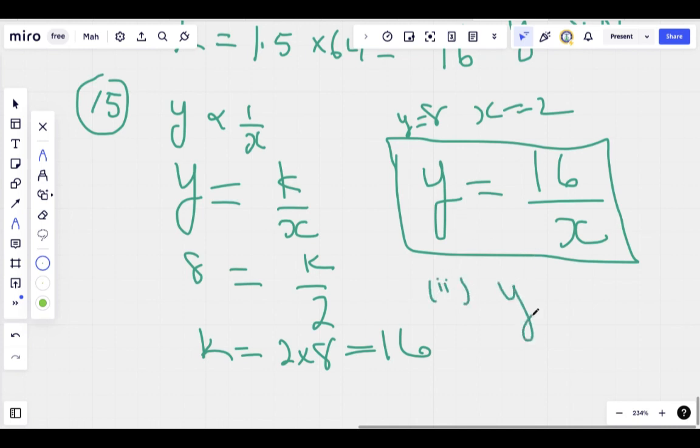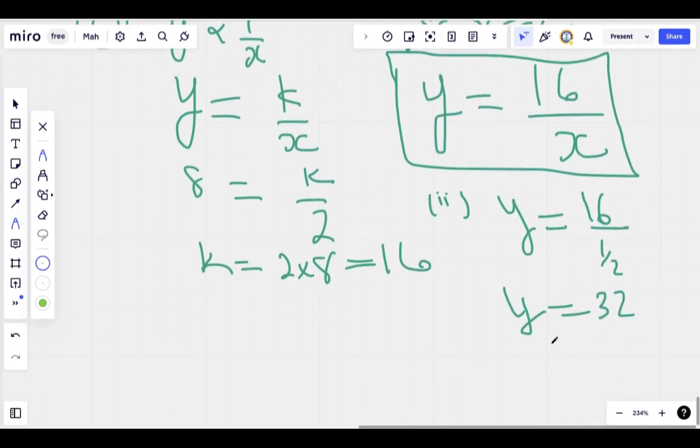Say find y when x is half. So this equation is 60 over x. So you write 60 over half, 60 over 0.5. So y will be equal to 32. 60 divided by half, you get 32. Got it. So that's it. That's the end of today's section.